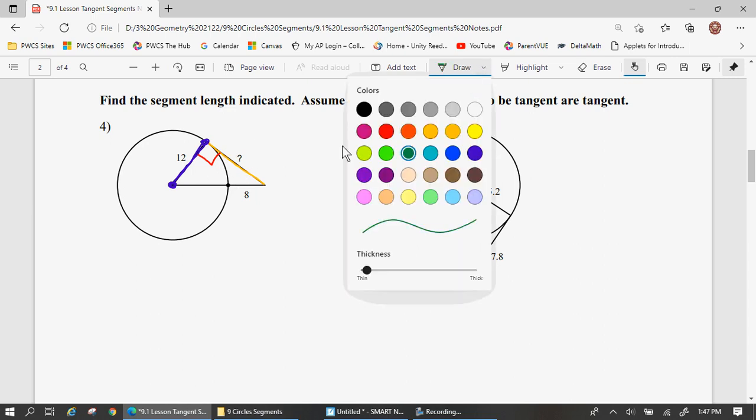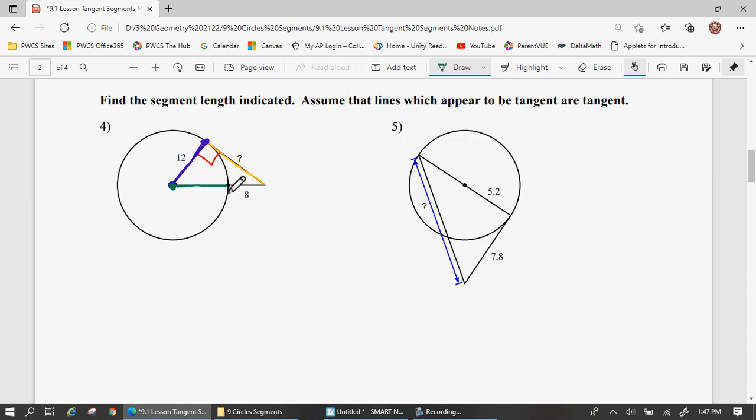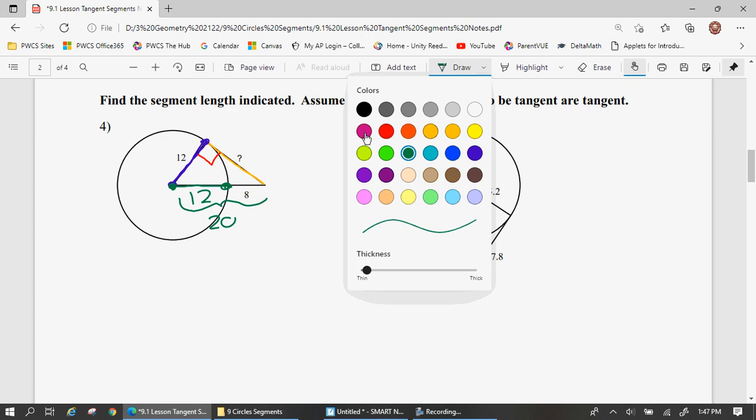You need to remember that always a radius is the same for every circle. So if one radius is 12, then this radius is also 12. And so that means that this whole side of my right triangle, the hypotenuse, is 20. There's a few ways we solved for missing sides in a right triangle. The first way we solved for those in the previous unit is we used the Pythagorean theorem, and that's what we're going to do here.